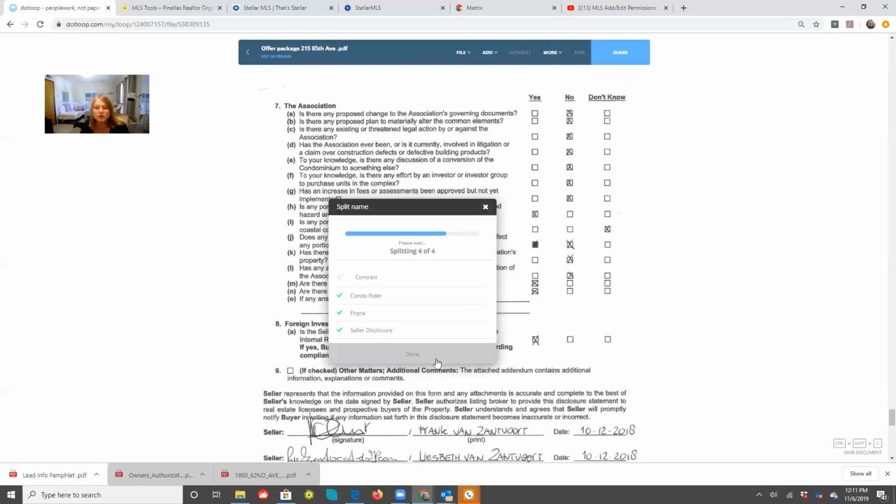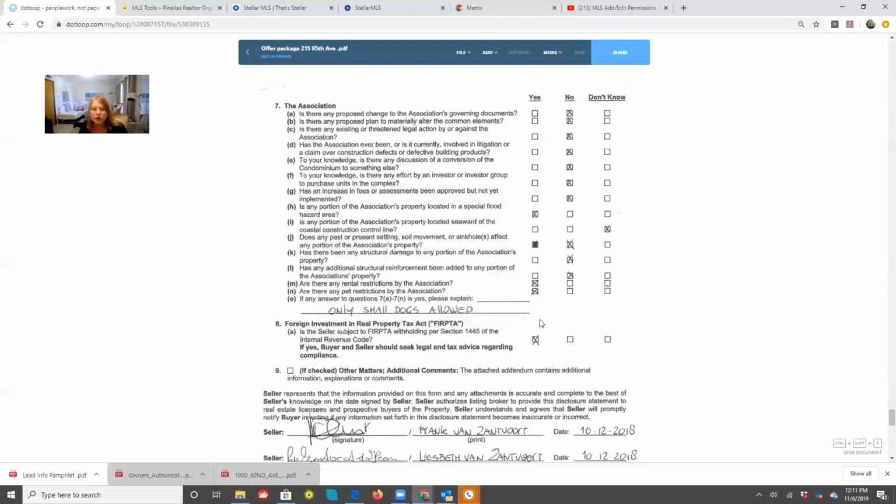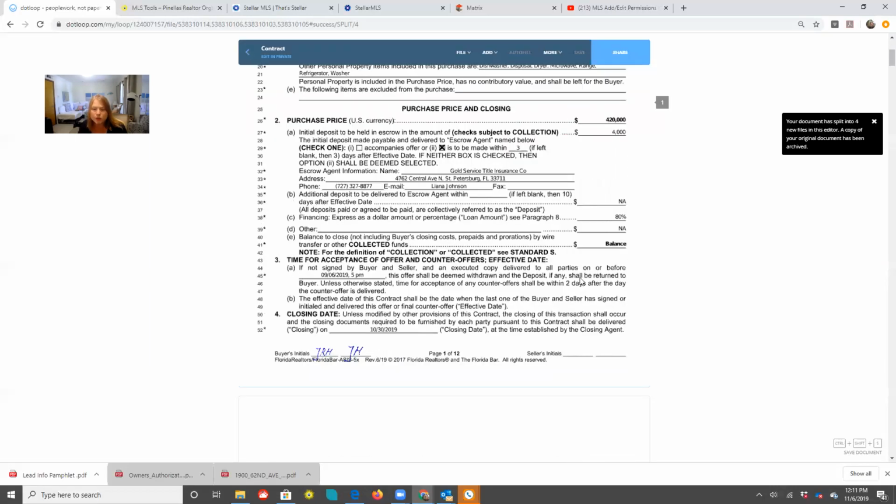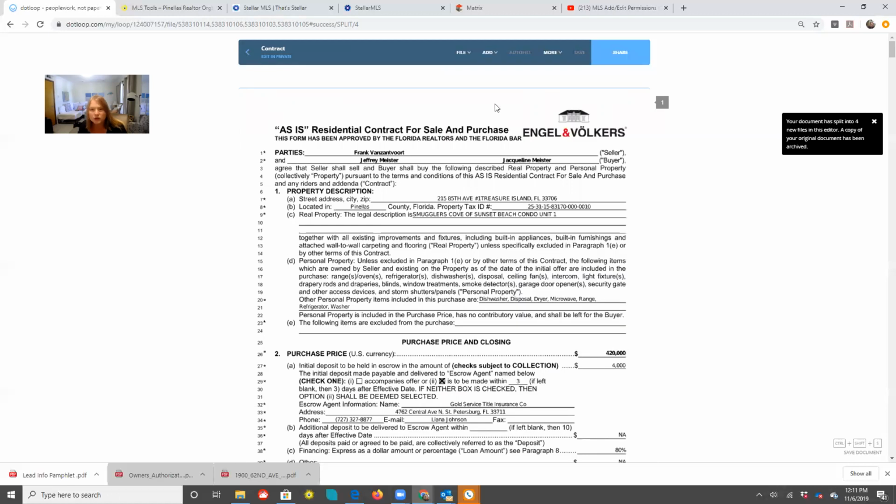And then here's something that's really cool. So it's going to archive the offer package. It's going to take me to the first document that I split it into, which is the contract. Let's just say there's no place for the seller to sign because this was a PDF. Watch this. File, apply template.